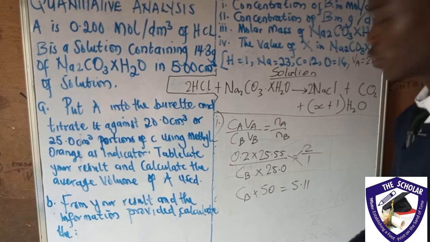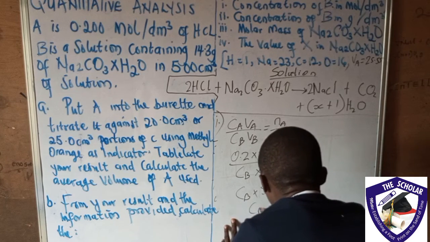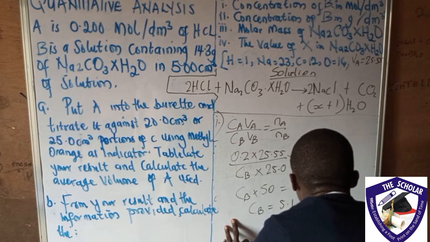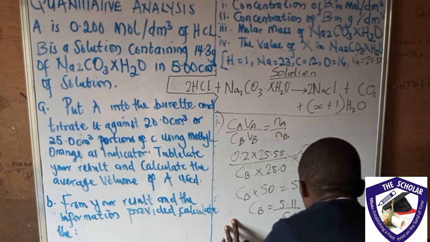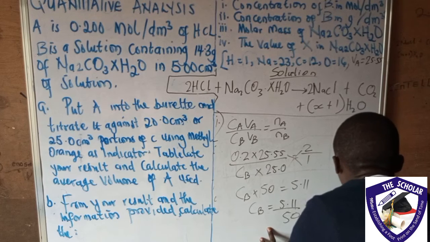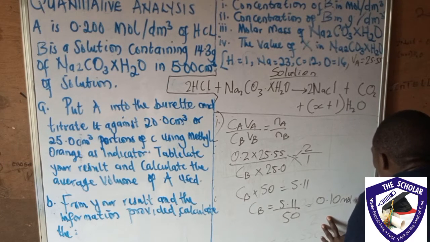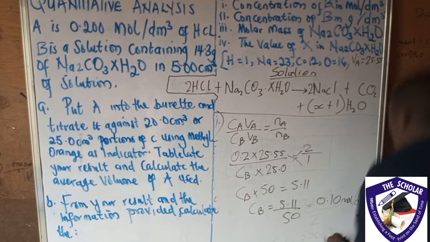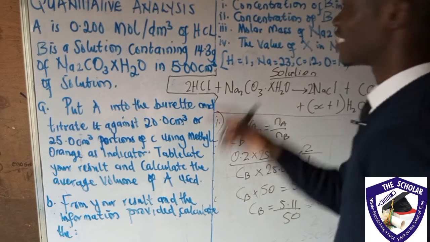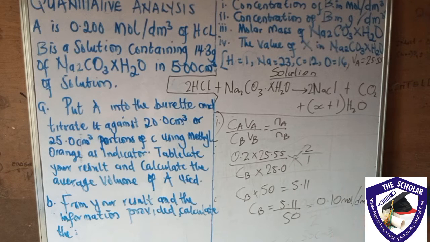Then from here you divide both sides by the coefficient of Cb. And Cb is equal to 5.11 divided by 50. 5.11 divided by 50 will be equal to 0.10. Don't forget your unit, mole per dm cube. This unit is very, very important in chemistry practical. You have to put your unit, 0.10 mole per dm cube.